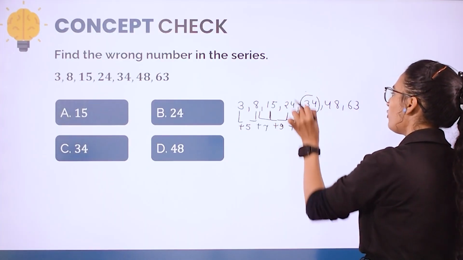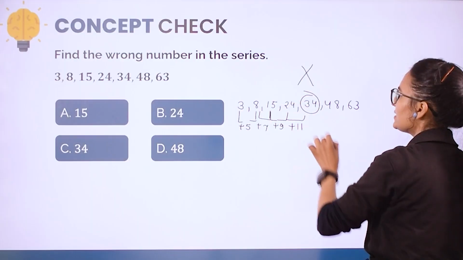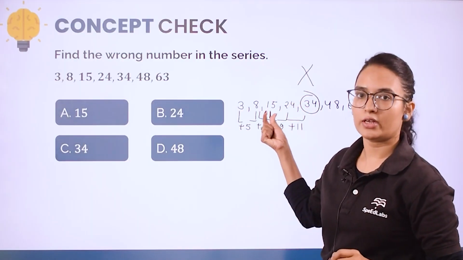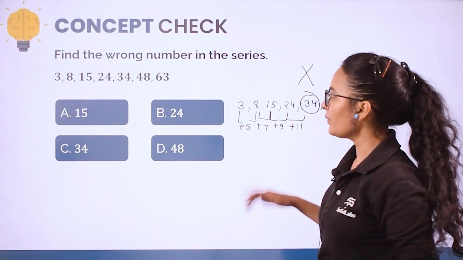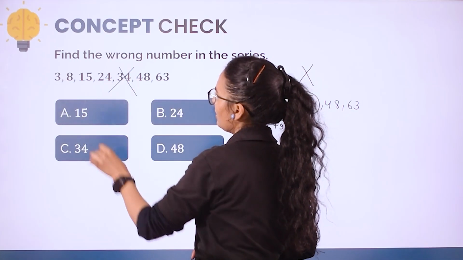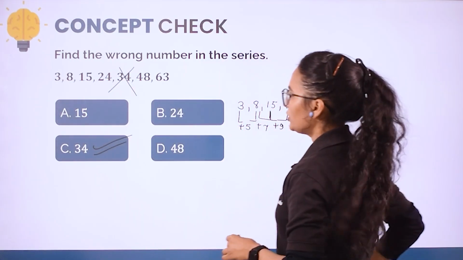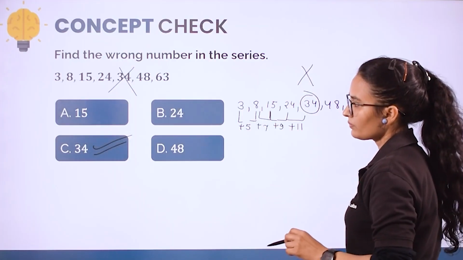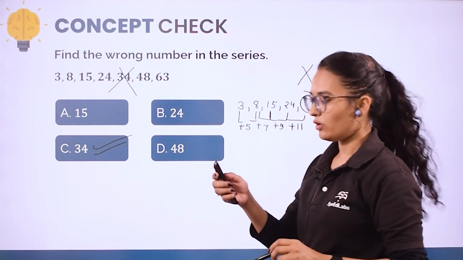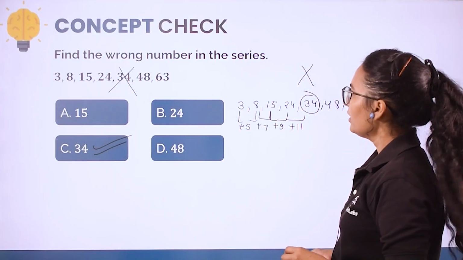But here I have 34. That means this is the odd one out here. This is the villain. Take the number out, right? And I'm taking it out. And what is the odd one out? This as question number, answer is option number C, right? I hope this is clear to you, right?